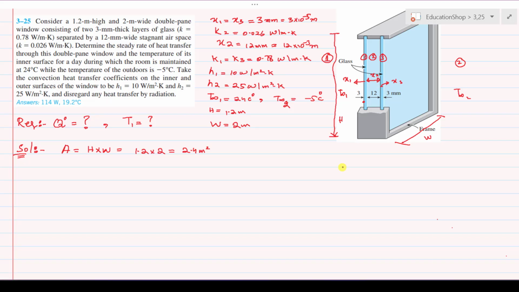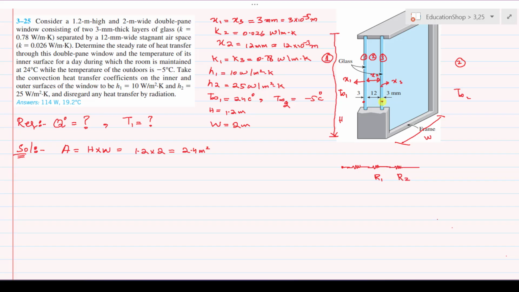When the heat is transferred from higher temperature towards lower temperature, some resistance is offered to it. The first resistance that is offered to the heat transfer is the Ri resistance inside the window. Now the resistance offered by the first layer of the glass, that is R1. The second layer, in which the stagnant air is provided between the two glass, that is R2.